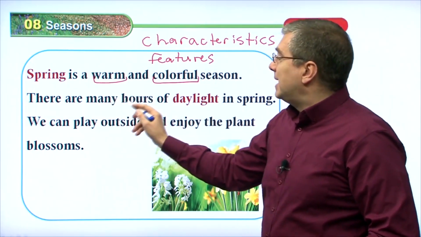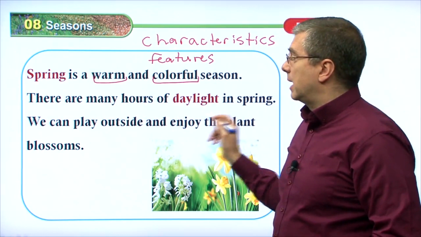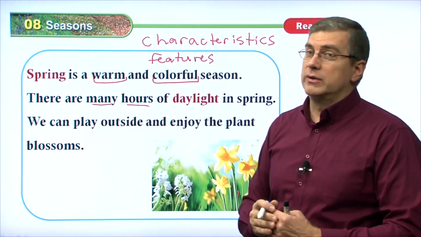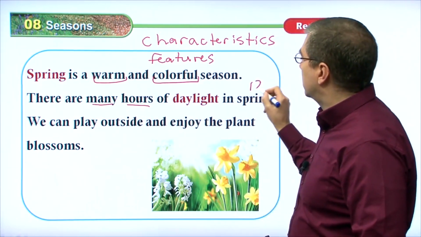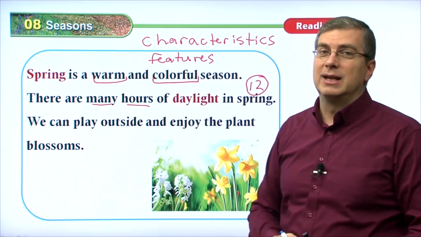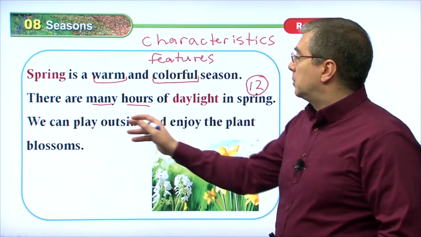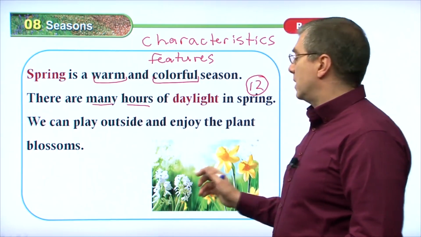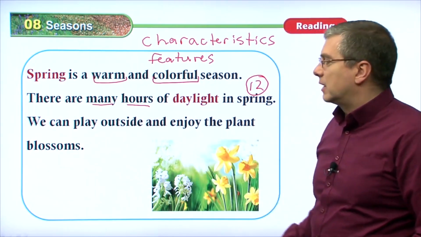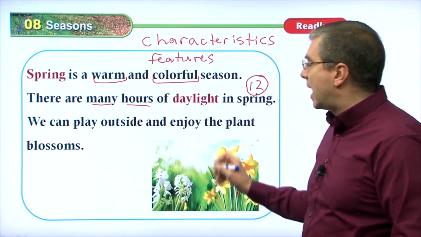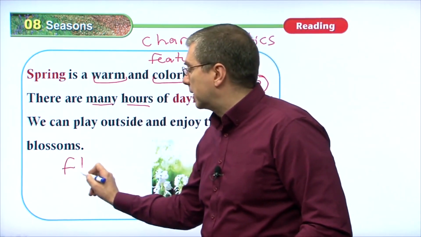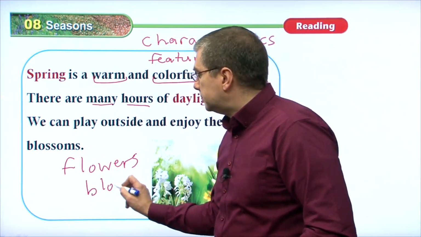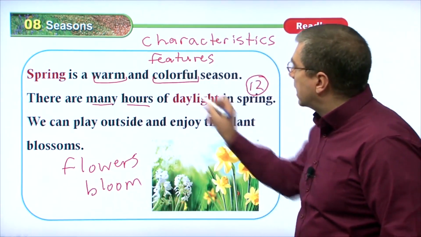In the spring, there are many hours of daylight, right? Not the most, but many hours of daylight. Remember from our chart, we saw that there were about 12 hours of daylight in the spring. Okay, we can play outside. Sure, we can play outside because it's warm, right? And we can enjoy the plant blossoms, right? We talked about plants blooming. Flowers bloom in the spring, and that's why it's very colorful, right?